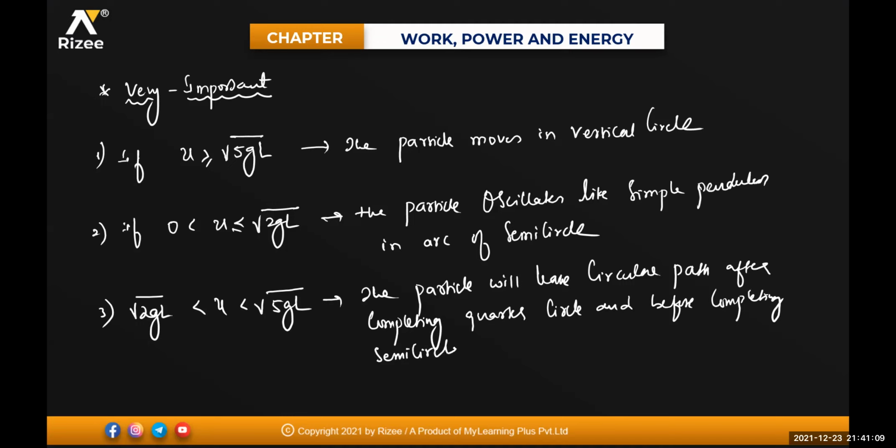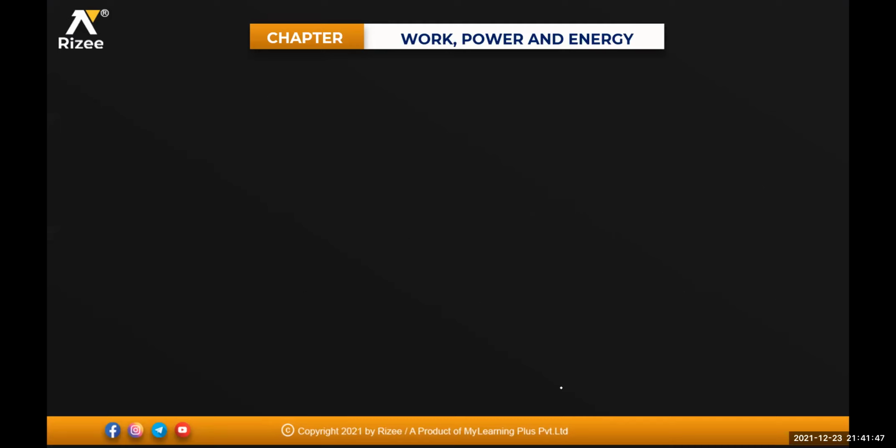These are the cases you always need to remember. If initial velocity is greater than under root of 5gL, the particle will move in the vertical circle. If 0 is less than u is less than or equal to under root of 2gL, the particle will oscillate like a simple pendulum. If under root of 2gL is less than u, and u is less than under root of 5gL, the particle will not make a complete circular path, but will leave the circular path after completing the quarter circle but before completing the semicircular path. Clear? Is it clear, beta?